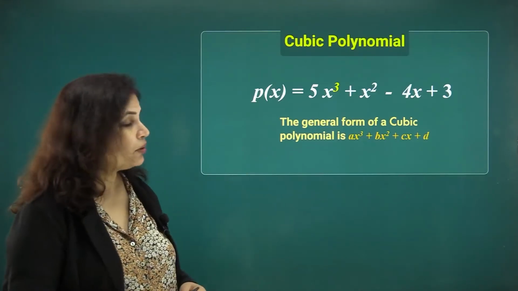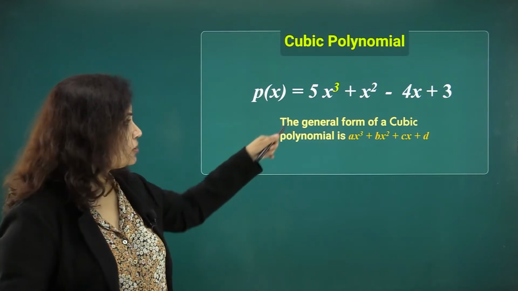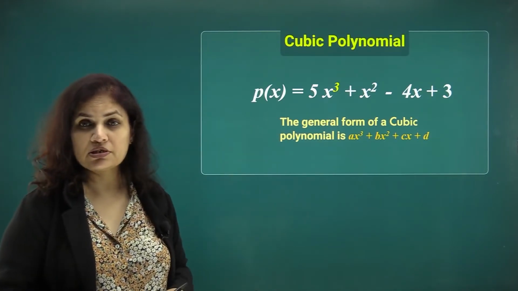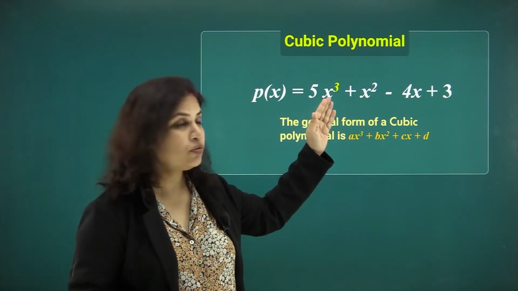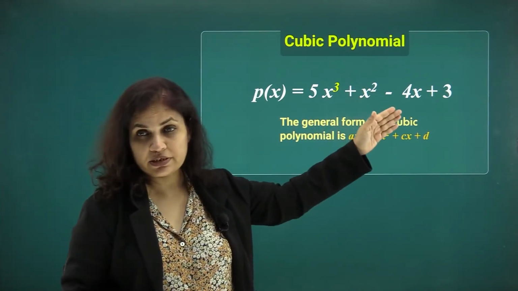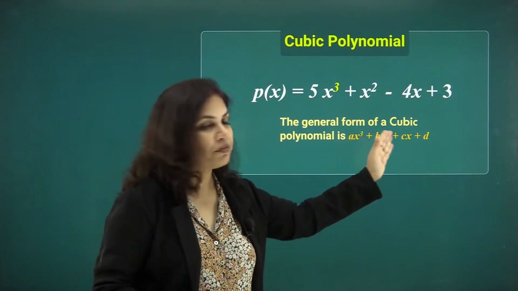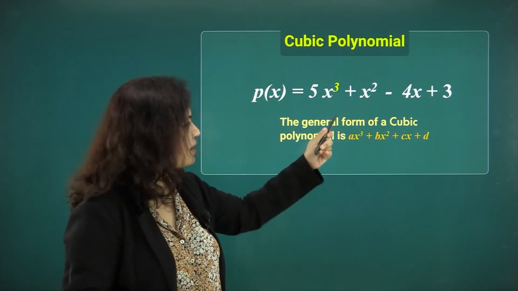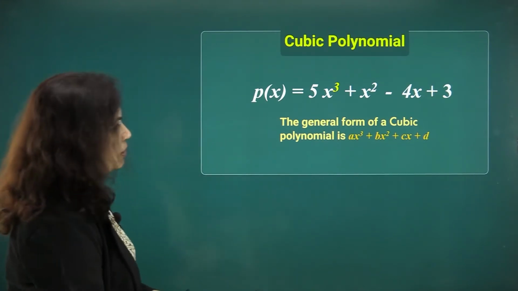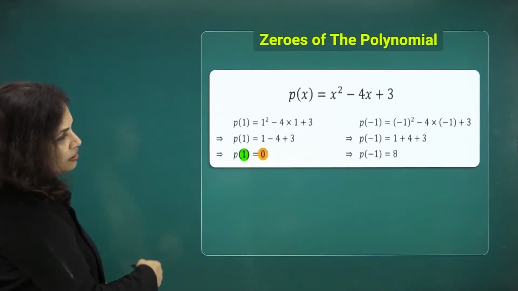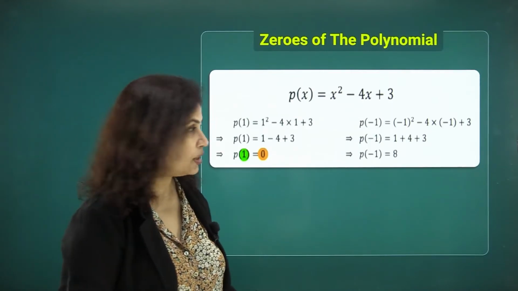Looking at the cubic polynomial, it is a cubic polynomial because the highest power of the variable is 3. It is a polynomial of degree 3 and the general form is ax cube plus bx square plus cx plus d. Again, we can see that the power of x is written in decreasing order starting from the highest to the constant term, where the power of the variable is 0.